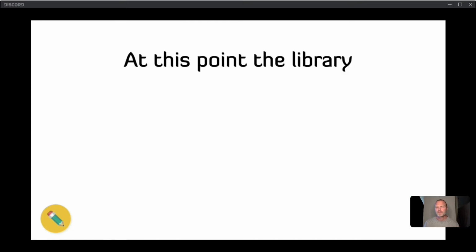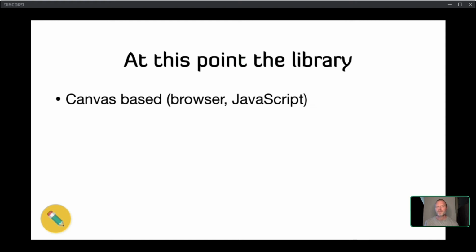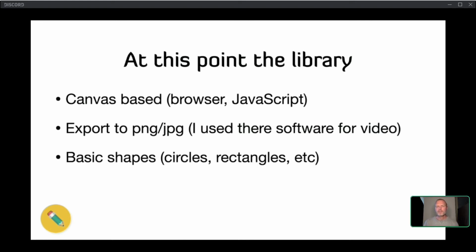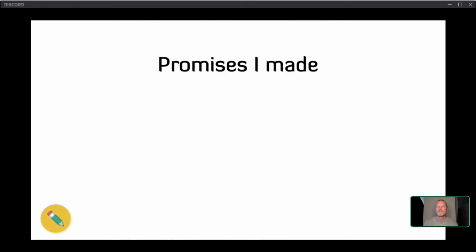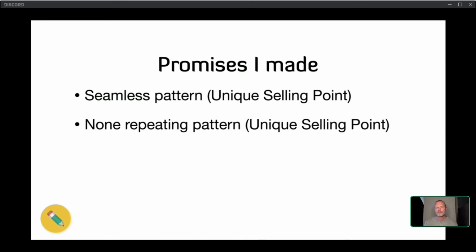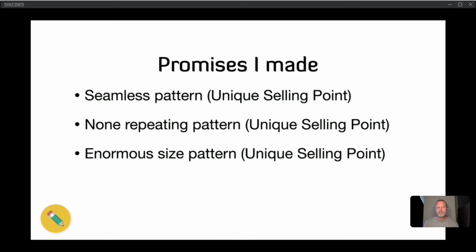So it's good to know that at this point, everything I did was in Canvas. And if you know Canvas, you know that you can export to PNG and JPEG, but not other formats. I didn't have a lot of shapes, I just had the basic ones, like circles, rectangles, etc. And I had an animation and a grid util, which made it possible to make all these patterns. But I also made some other promises. So I would say I create seamless patterns, which was possible in code, of course. Non-repeating patterns, unique. Enormous size patterns. Well, there's a limit to the canvas, but technically possible if I wanted to.